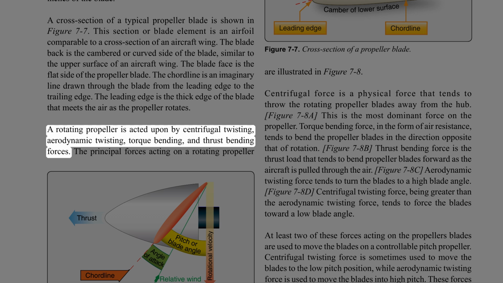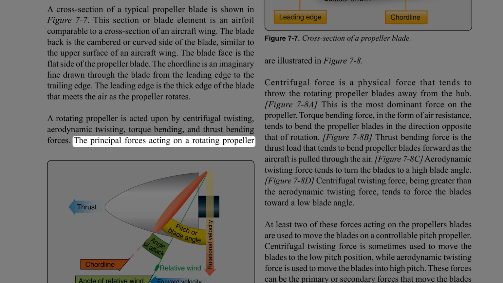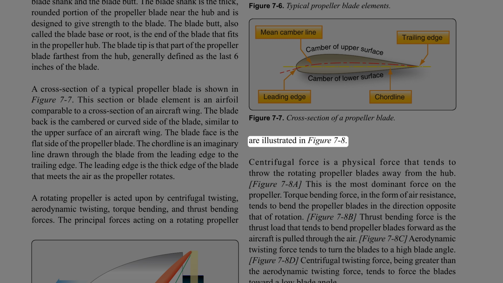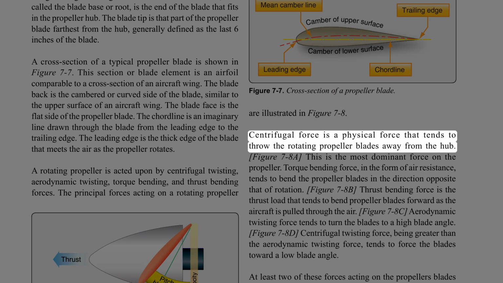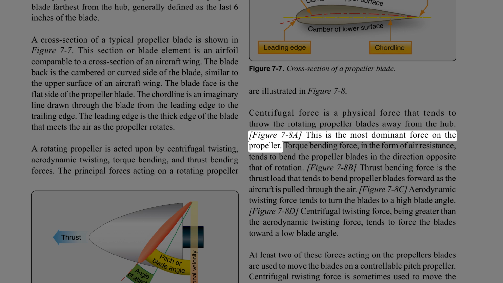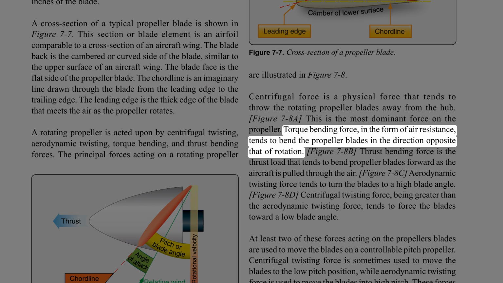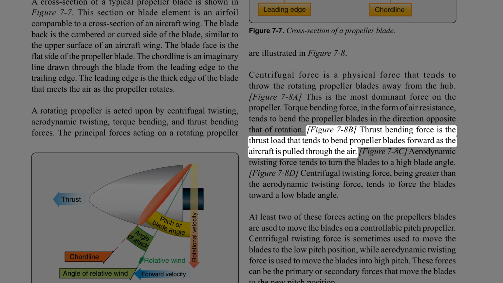A rotating propeller is acted upon by centrifugal twisting, aerodynamic twisting, torque bending, and thrust bending forces. The principal forces acting on a rotating propeller are illustrated in Figure 7-8. Centrifugal force is a physical force that tends to throw the rotating propeller blades away from the hub. Figure 7-8a. This is the most dominant force on the propeller. Torque bending force, in the form of air resistance, tends to bend the propeller blades in the direction opposite that of rotation. Figure 7-8b. Thrust bending force is the thrust load that tends to bend propeller blades forward as the aircraft is pulled through the air.